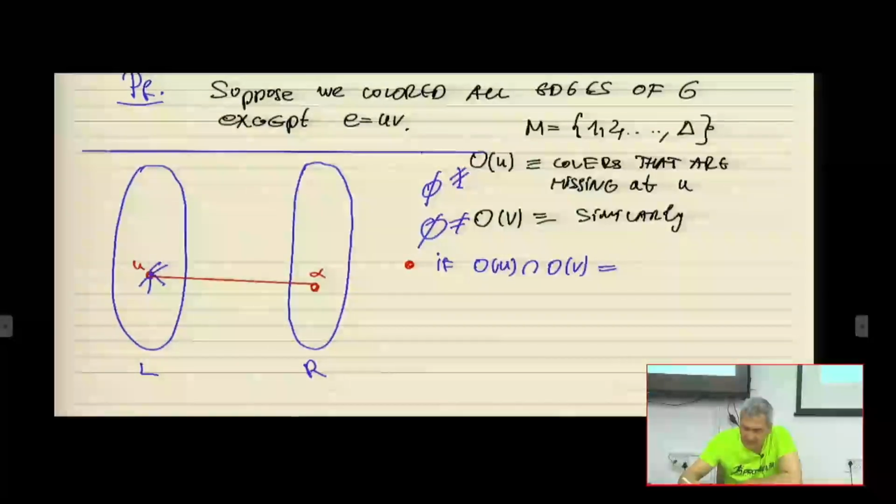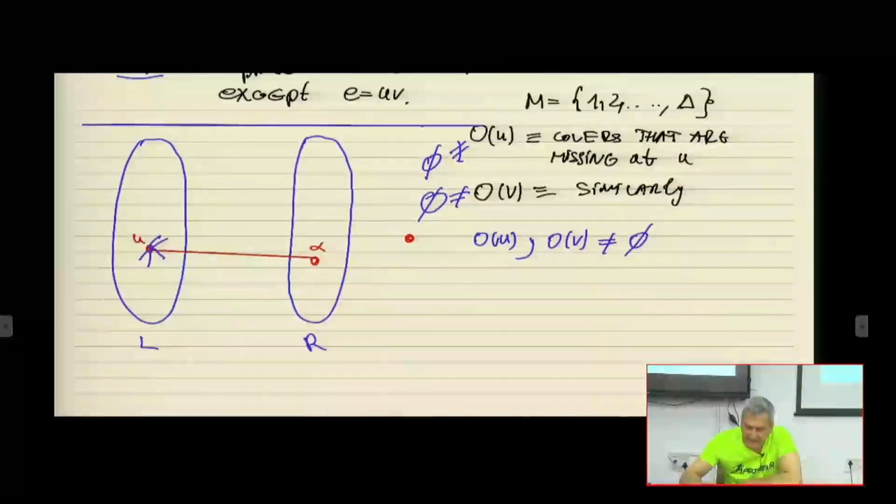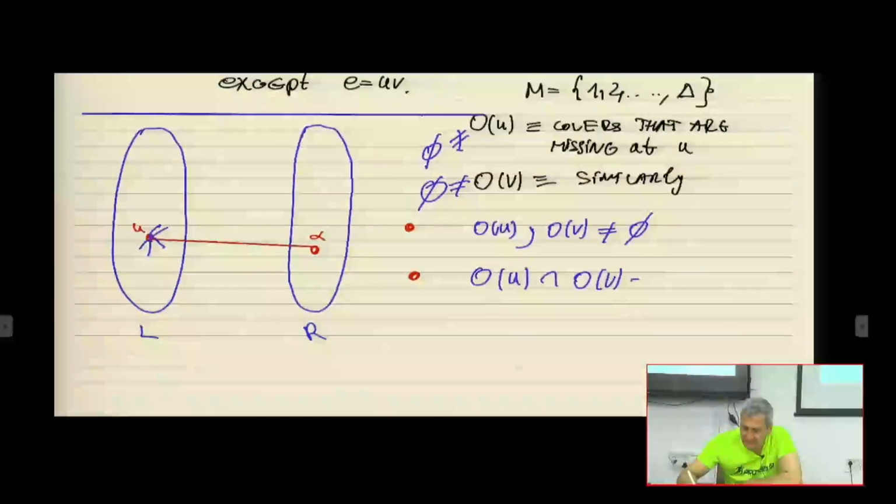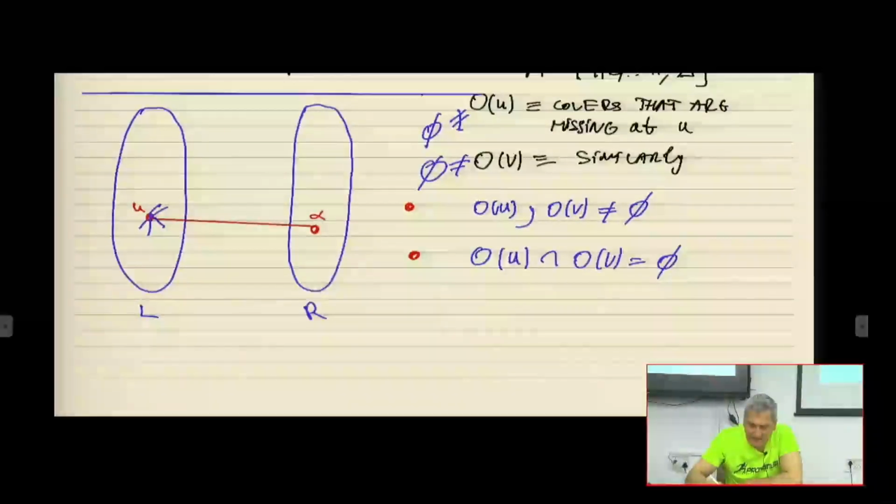We can correct this. Let's say this way, they are non-empty. And the second thing is, they have empty intersection. Because if color A is missing here, if A belongs to the intersection, so color A doesn't appear here and color A doesn't appear here, so we put color A here and we are done, yes, okay?